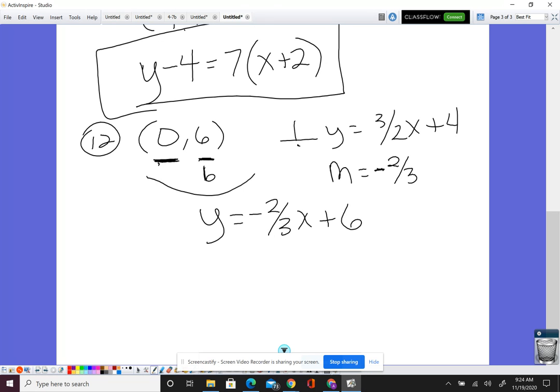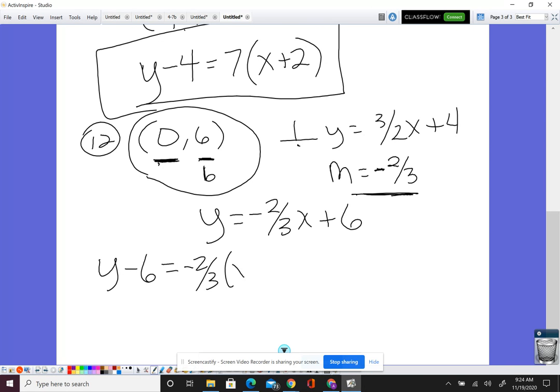If you don't recognize this as the y-intercept, you would use the slope and a point. So you would go and use the point slope form. So y minus 6 equals negative 2/3 times x minus 0. And then you would have to put it into slope-intercept form.